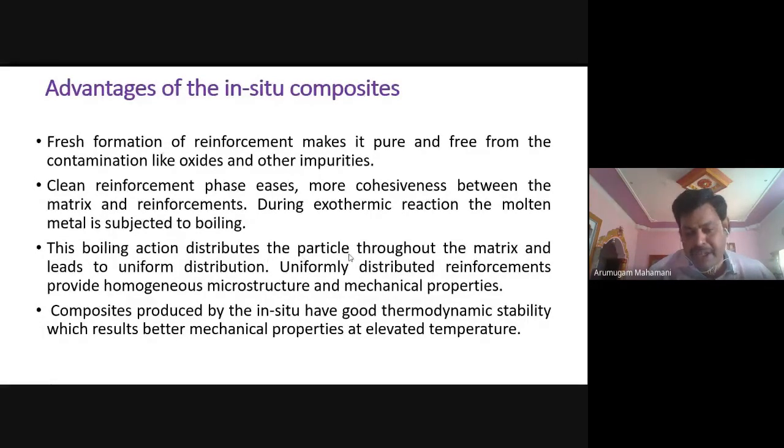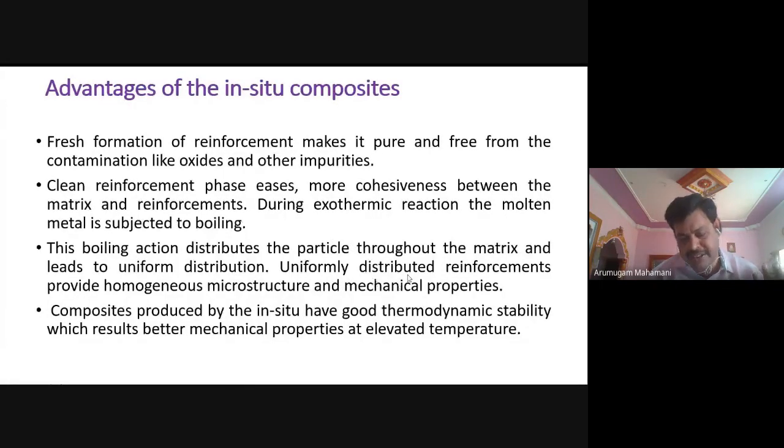So that boiled aluminum melt distributes the reinforcement particles uniformly. Previously we were using a stirrer and other methods to distribute them. Even with stirring, it is very difficult to control the distribution. Here, due to the exothermic chemical reaction, the aluminum melt boils.